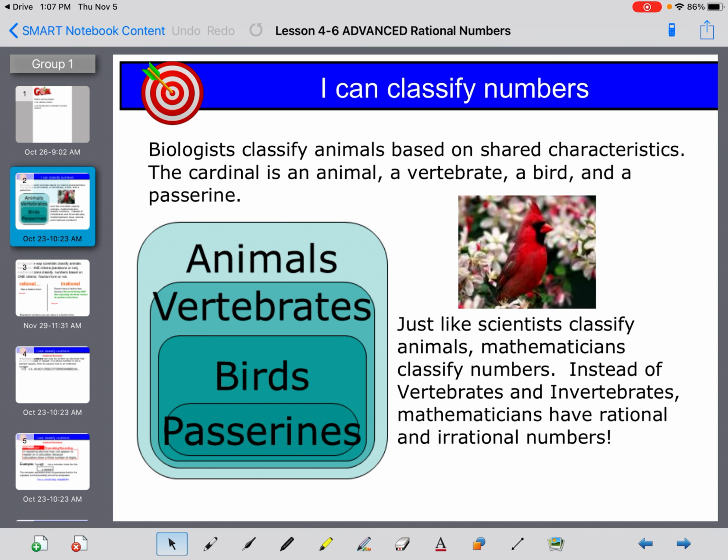Biologists classify animals based on shared characteristics. The cardinal is an animal, a vertebrate, a bird, and a passerine. Just like scientists classify animals, mathematicians classify numbers. Instead of vertebrates and invertebrates, mathematicians have rational and irrational numbers.